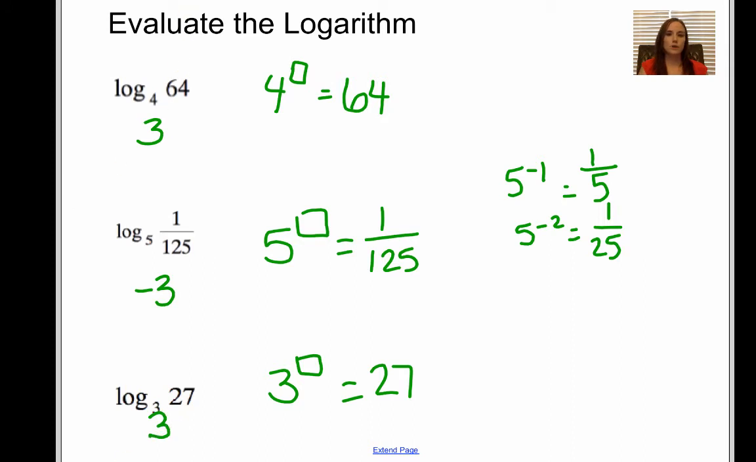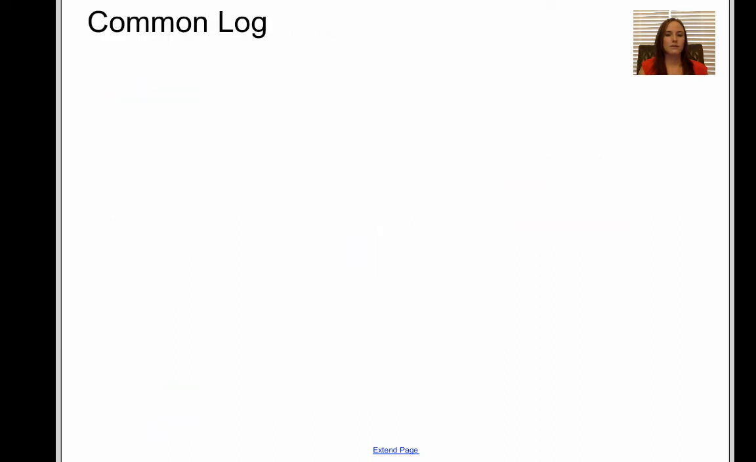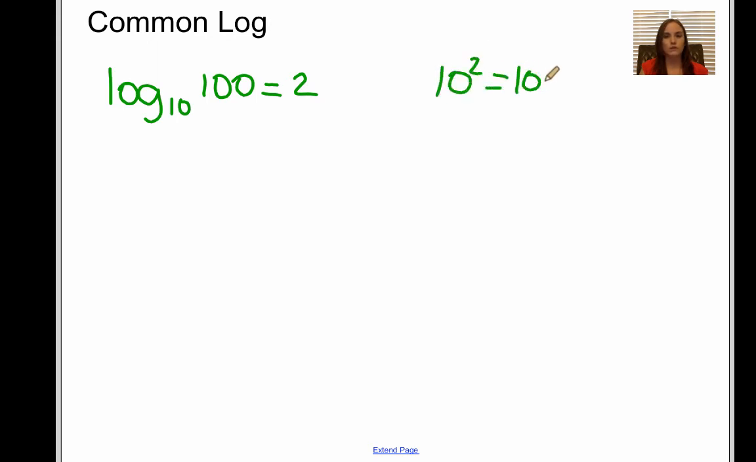All right, moving on. Common logs. A common log is a log that has a base of 10. This is what your calculator will do if you just hit the log button. So a common log is what it's understood to be. Log base 10 of some value, let's say 100, equals, now in this case, you would say 10 to what power is 100? Well, 10 to the second power is 100, because 10 squared equals 100.